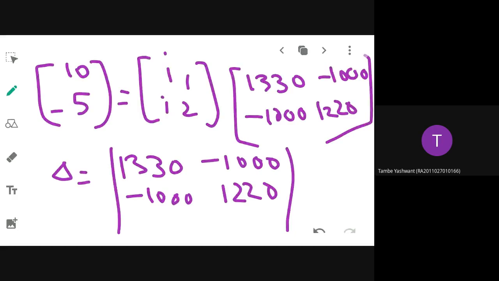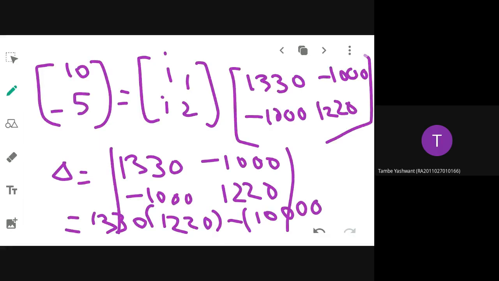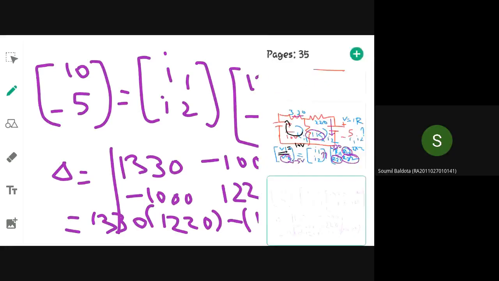Now tell me what is the determinant? What is the answer? Del is 6,22,600. Yes, 6,22,600. You calculate it properly. Del is equal to 6,22,600.